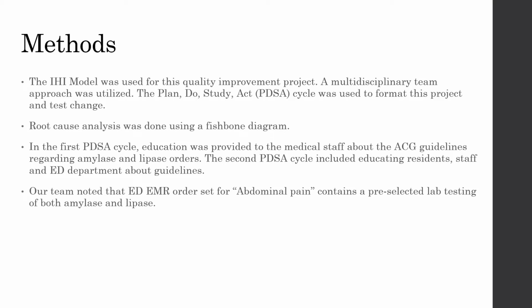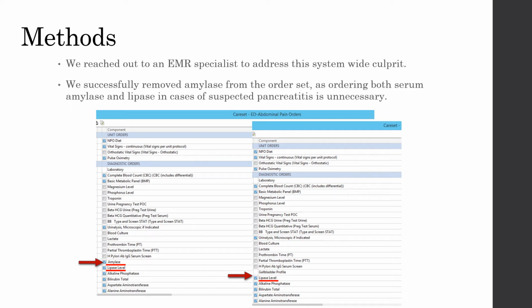Finally, we noted that the ED-EMR order set for abdominal pain contains a pre-selected lab testing of both amylase and lipase. Here we can see our ED abdominal pain order set. On the left, it used to contain amylase and lipase. We reached out to our EMR specialist and we were able to remove the amylase from the order set. As we can see on the right, it now only contains lipase.